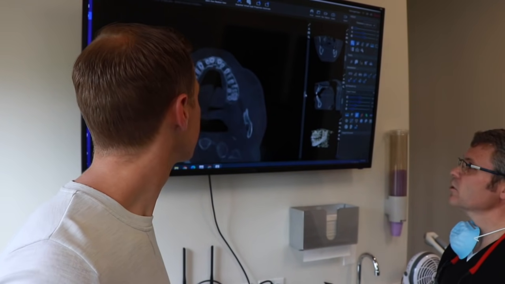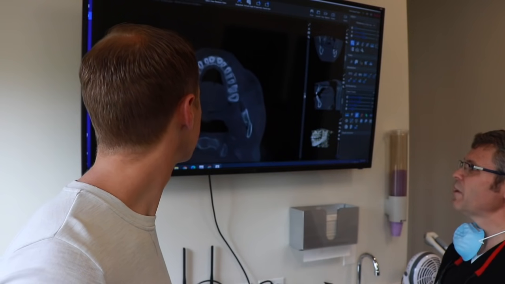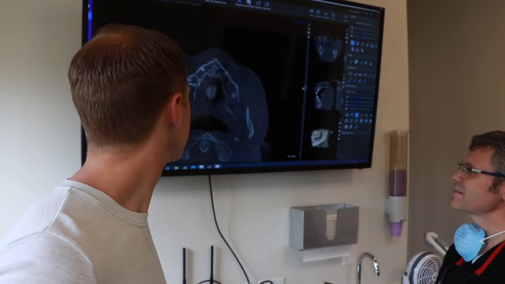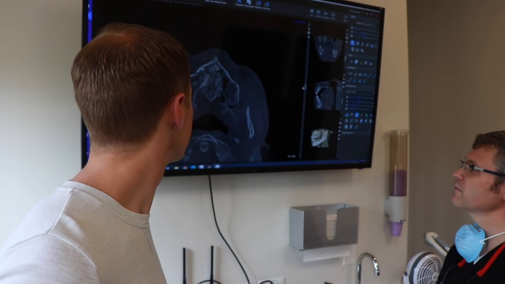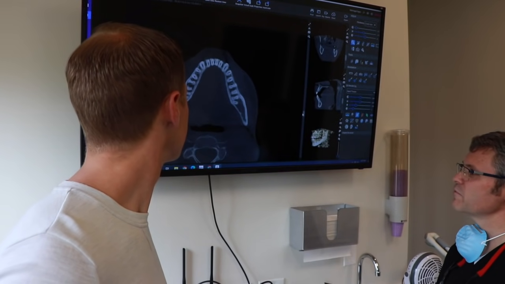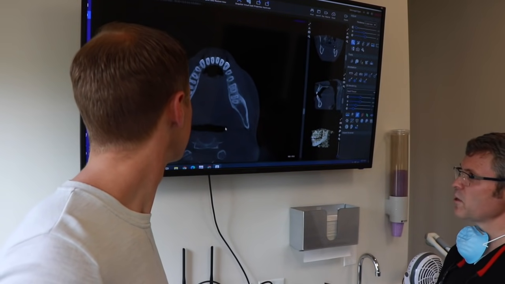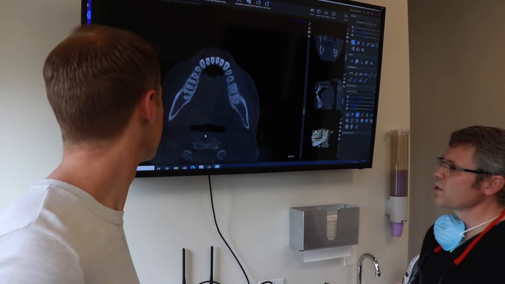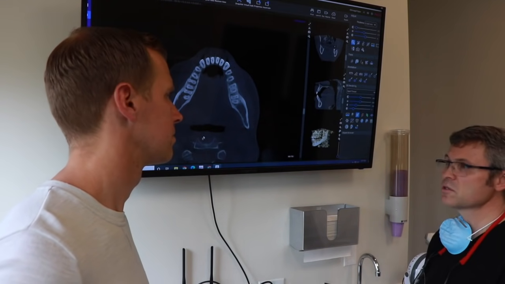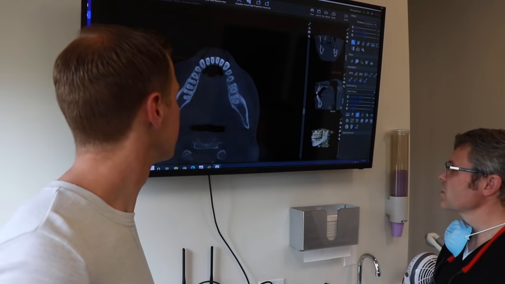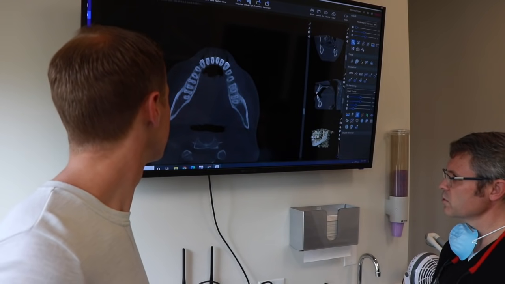So from this angle, we're looking down from the top or up from the bottom, and again, you can see the teeth, we can see the areas of where we're looking at, and it just gives us a little different view on everything. This is the airway and the throat. We're able to trace that airway and get a volume reading of the throat, and that helps with our diagnosis of sleep apnea. So that's the main point.